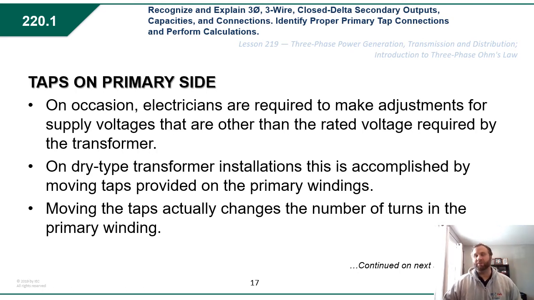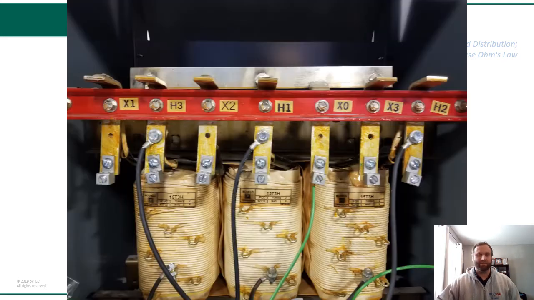So understanding your turn ratio is going to be important. Understanding when you move your taps to change the turn ratio when you have a greater than expected or a lesser than expected voltage on the primary. And moving these taps will actually change the number of turns. So you see right here these little tabs sticking off the transformer winding. Those are the loops or the taps that we would need to change.